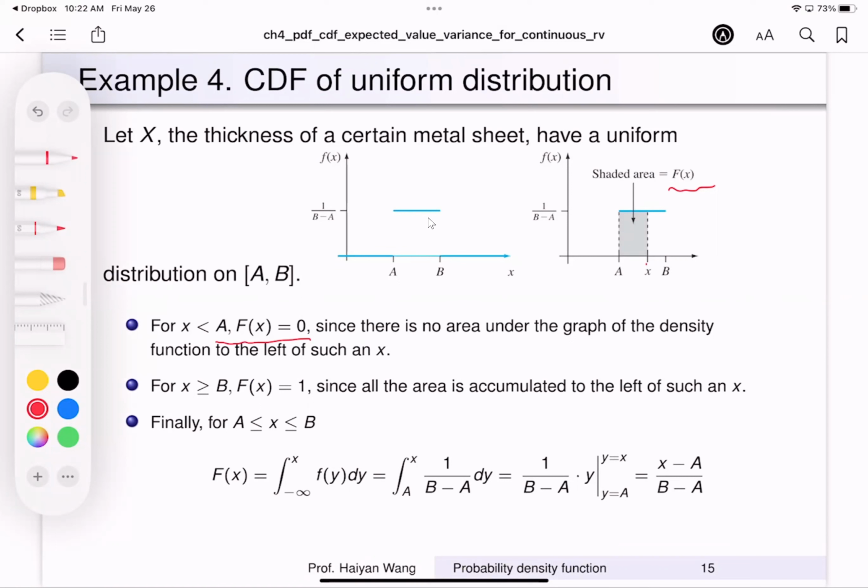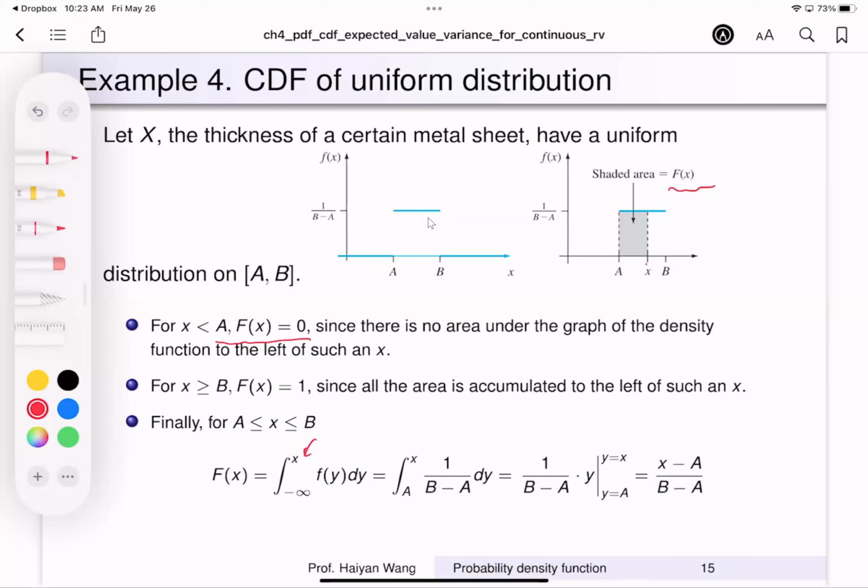And if x is between a and b, when we compute the integral, the upper bound would be x, and the lower bound, even though we start with negative infinity, the actual non-zero part starts from a. So the integration becomes 1 over b minus a, integrated from a to x. When we finish computing, we get x minus a, upper bound minus lower bound, divided by b minus a. So this gives us the CDF of the uniform distribution.